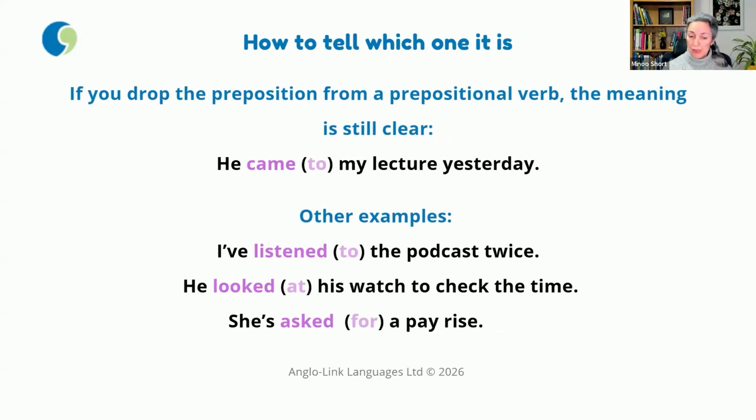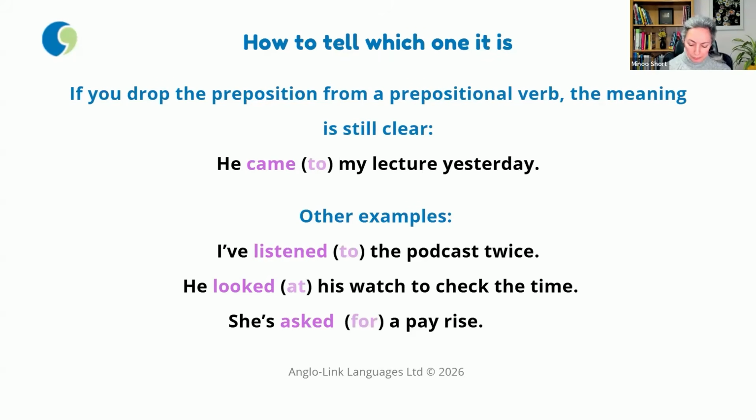For example, the first example was "He came to my lecture yesterday." If you say "He came my lecture yesterday," we still understand you. The meaning is not affected. Other examples of prepositional verbs: listen to. "I've listened to the podcast twice." So if you drop to, "I've listened the podcast," it's a mistake, but we still understand you. Or "He looked at his watch to check the time." Without at, look is still meaningful. It has the same idea. "She's asked for a pay rise" is another example of a prepositional verb.